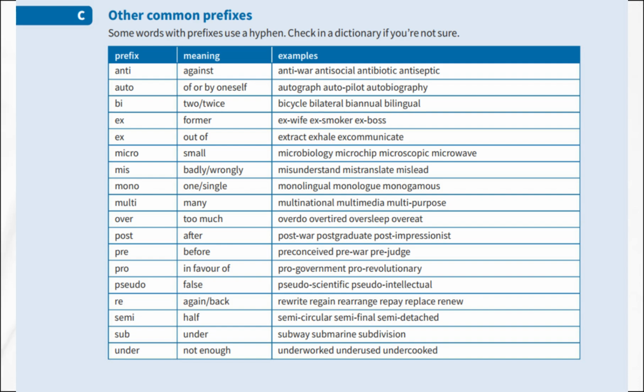So, that is our lesson on prefixes. These word beginnings will help you recognize and form new words, understand meanings more easily, and expand your vocabulary with confidence.